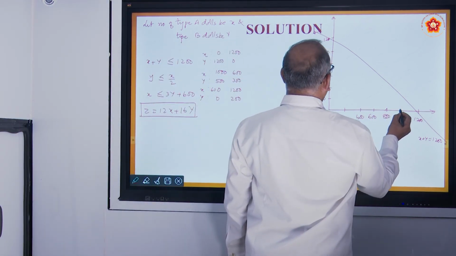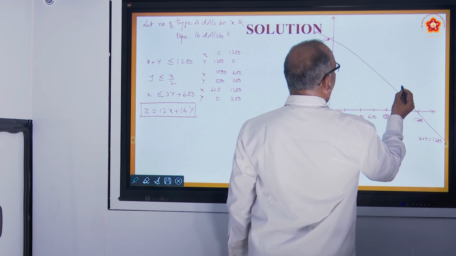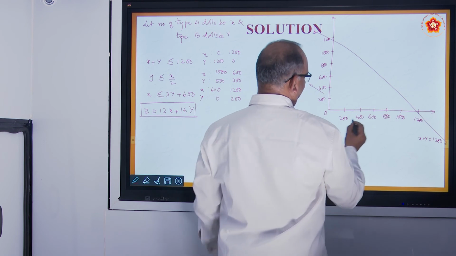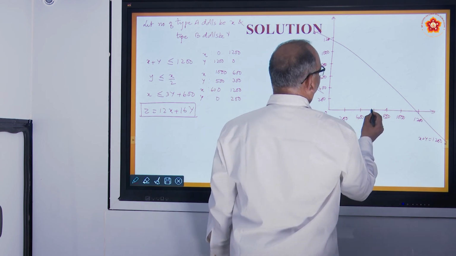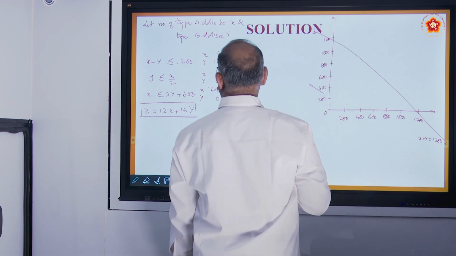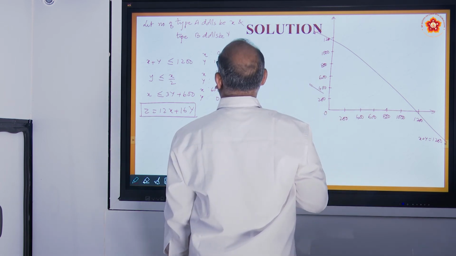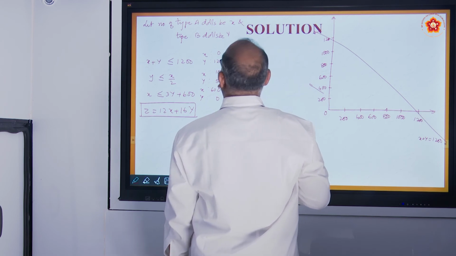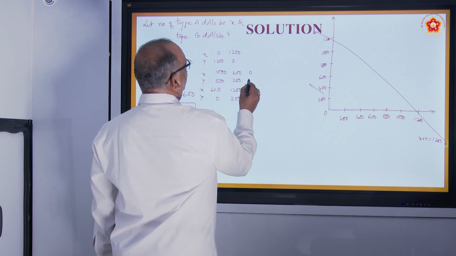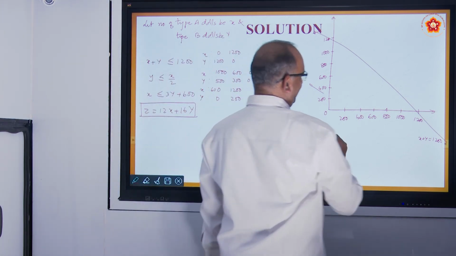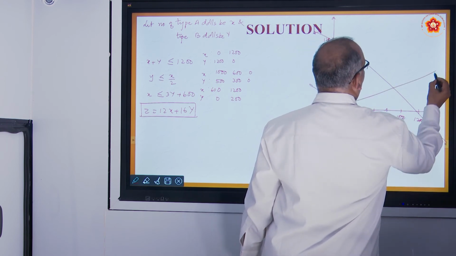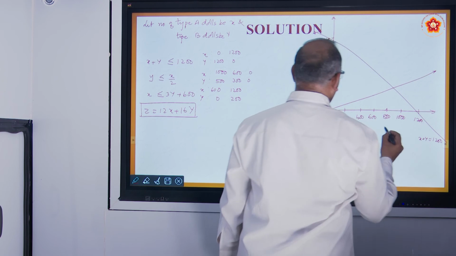So this is done. Next one, x is 1000, y is 500. Somewhere here. Similarly, x is 600, y is 300. We could have also taken a point, x is 0, y is 0. So very simple. So this is the second one.